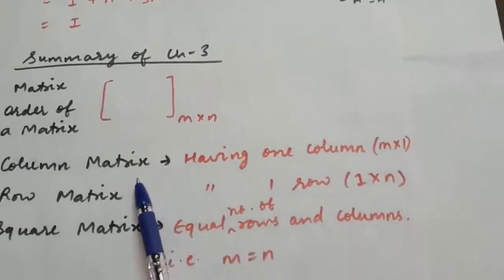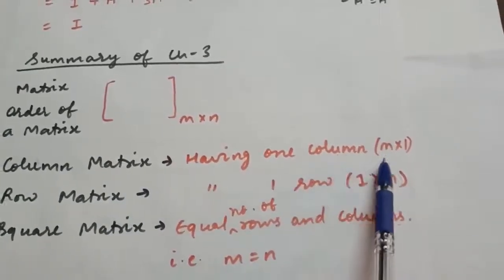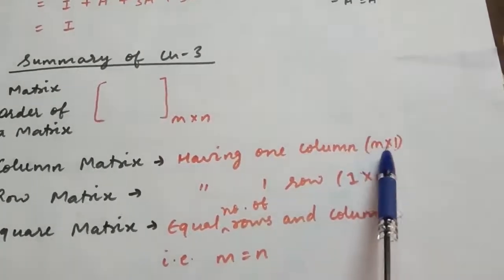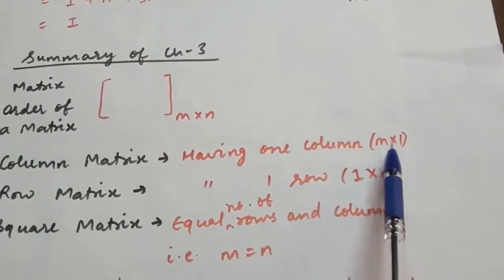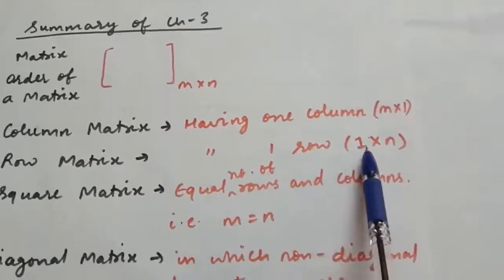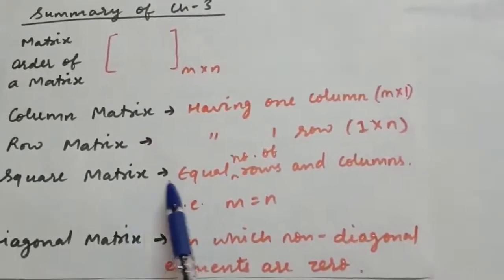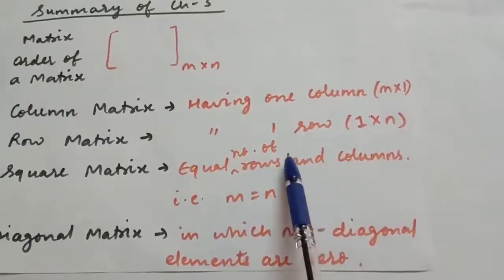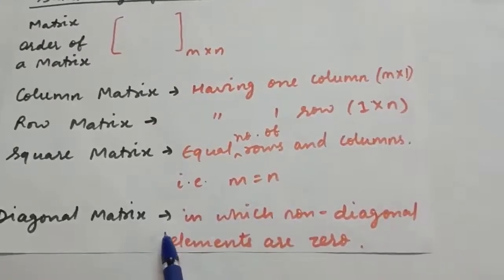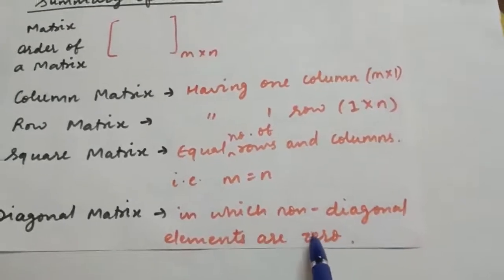Then there are types of matrices. Column matrix is a matrix which has only one column. So order of it will be m cross 1. Number of rows can be any number, but number of columns is 1. Then row matrix is the matrix which is having one row. So the order of the row matrix will be 1 cross n. Square matrix is a matrix in which number of rows and columns are equal, that is, m is equal to n. And diagonal matrix is a matrix in which non-diagonal elements are 0, right?